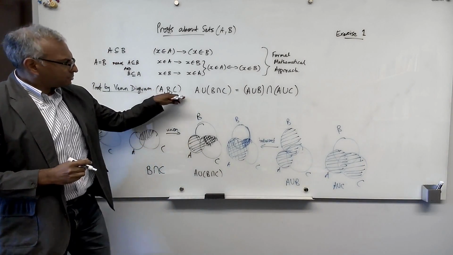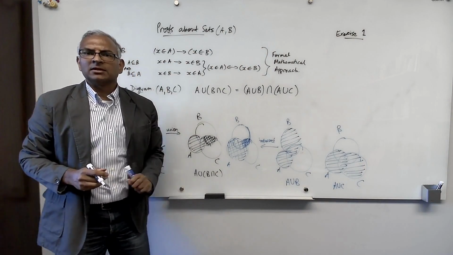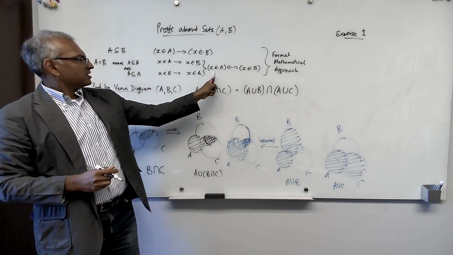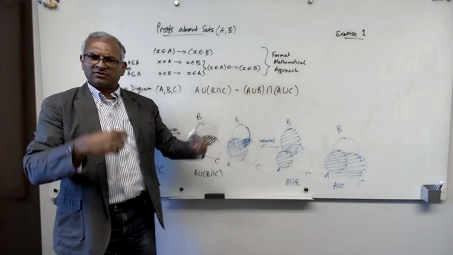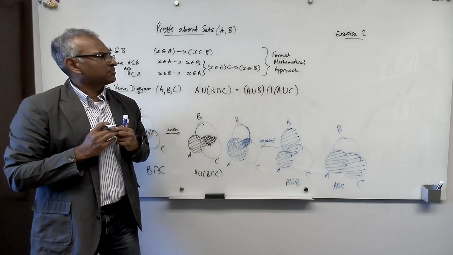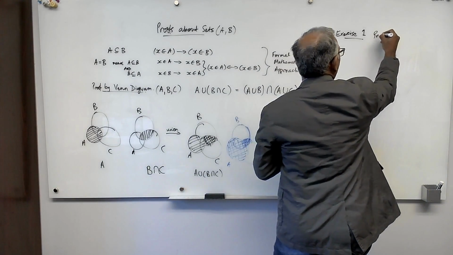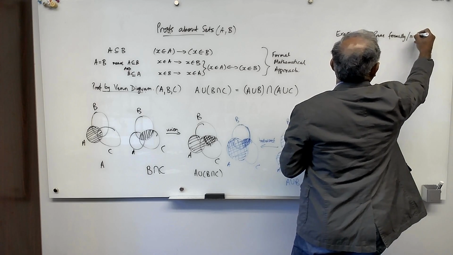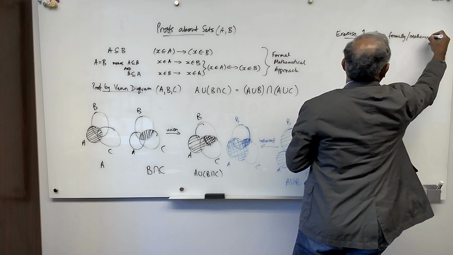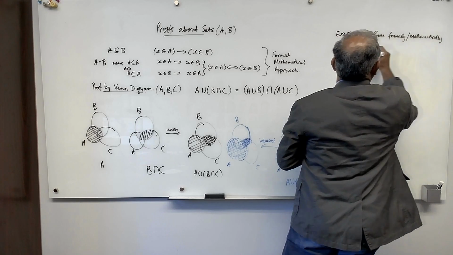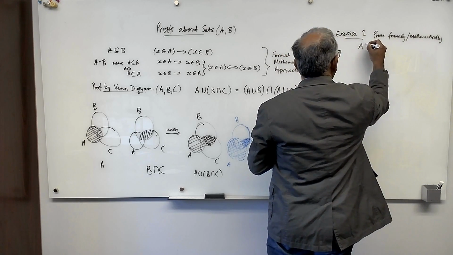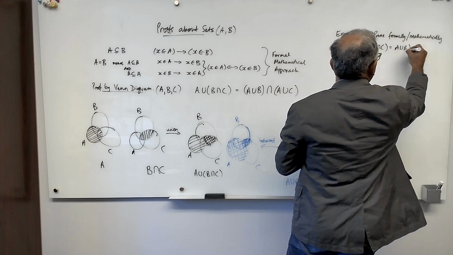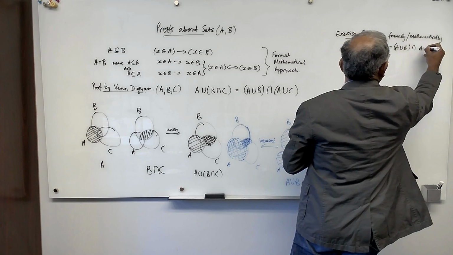Go and prove this the formal mathematical way. In other words, prove this set equality by proving the equivalence, the two implications that are shown. And if you're having trouble, look in the book. It's proved in the book. Exercise 1, prove formally, mathematically, that A union with B intersection C is equal to A union B intersection A union C.